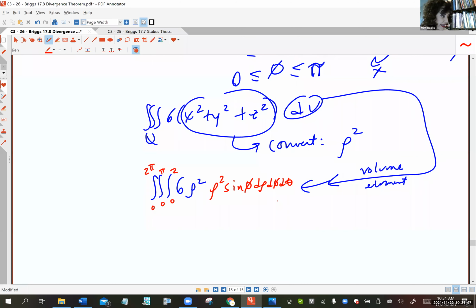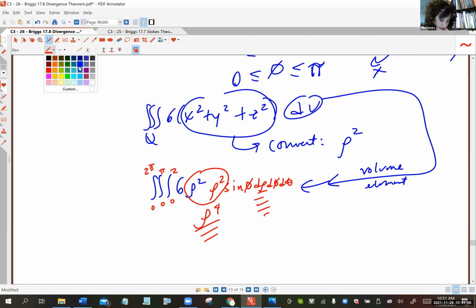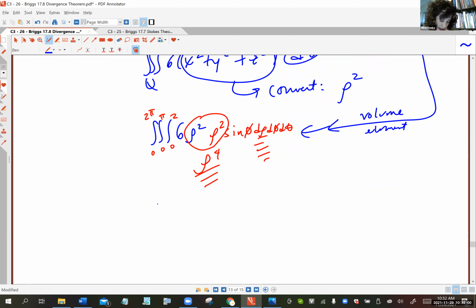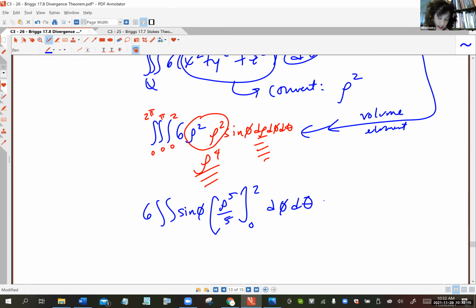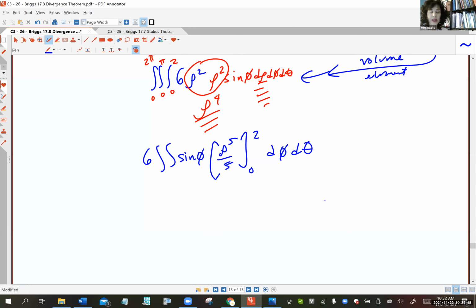That's half the battle, setting it up. So let's combine our powers of rho into one big old power of rho, and then we can integrate with respect to rho to start. And I'm going to pull the 6 outside. So the antiderivative of rho to the 4th is rho to the 5th over 5. And the sine phi is there. It's just a multiple. We still have to do 2 more integrals. And after we evaluate rho to the 5th over 5 from 0 to 2, we're going to get 32/5. Let's pull that out in front.